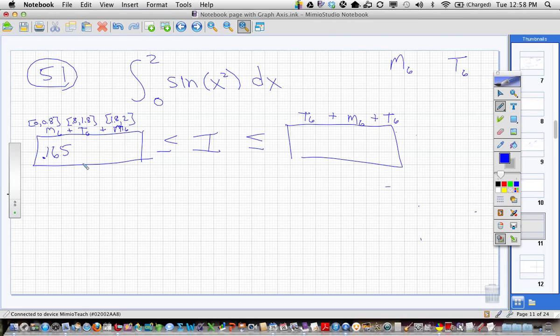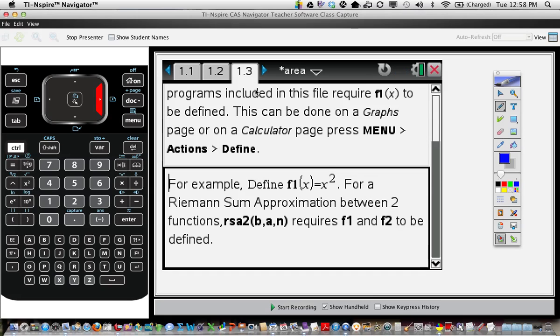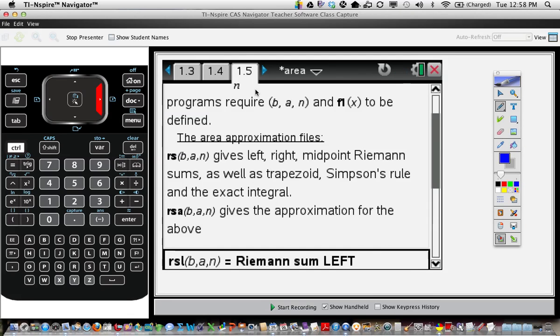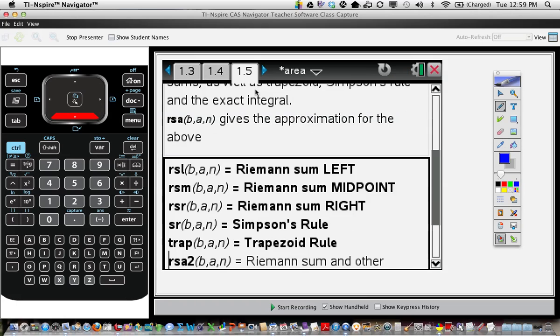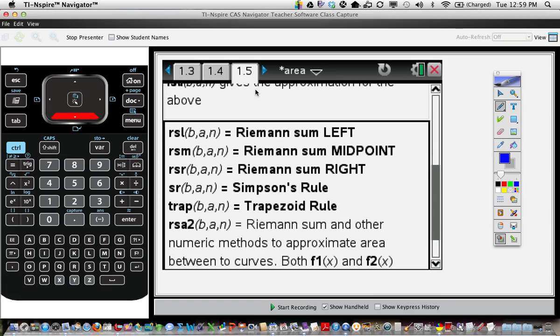All right, now, it won't do trapezoid for us. So here's what we've got to do. Hit Control and right arrow, and let's go to another page in the document. I think it's a couple more pages over. One more. Okay, scroll down. There are some other little programs in here. RSL stands for Riemann sum left. RSM stands for Riemann sum midpoint. RSR stands for Riemann sum right. SR stands for Simpson's rule. And TRAP stands for trapezoid rule. And then this RSA2, don't worry about it.